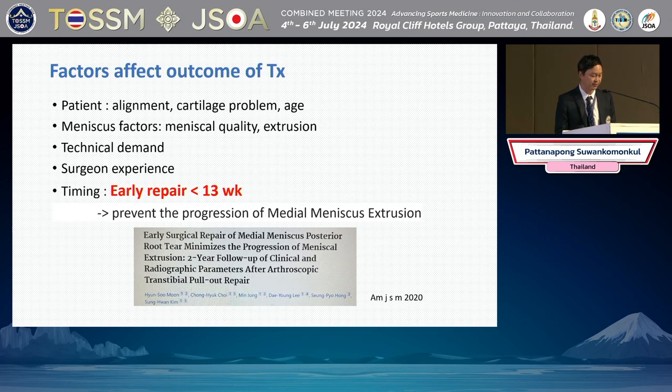For the outcome, there are many factors. Patient factors: alignment, good or not, cartilage injury and damage level, and aging. Meniscus factors: good quality meniscus or not, and whether there is a lot of extrusion. Technical demand and surgeon experience. But the important thing is the timing. If you repair before 13 weeks, you will prevent the progression of the meniscus extrusion, following this study.